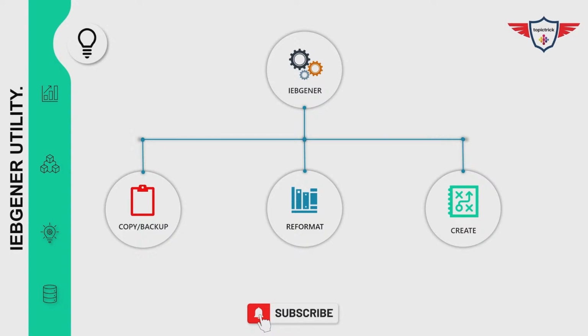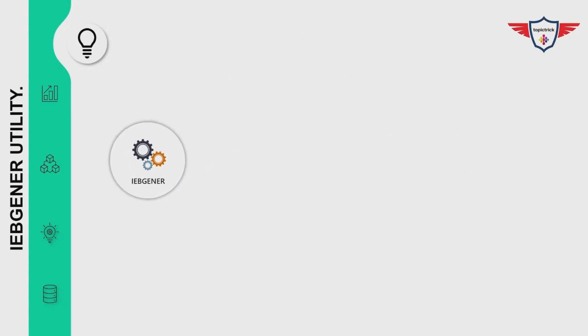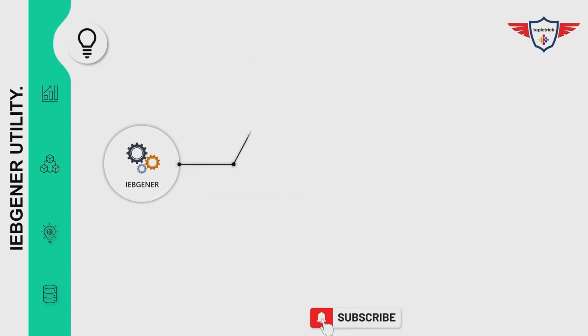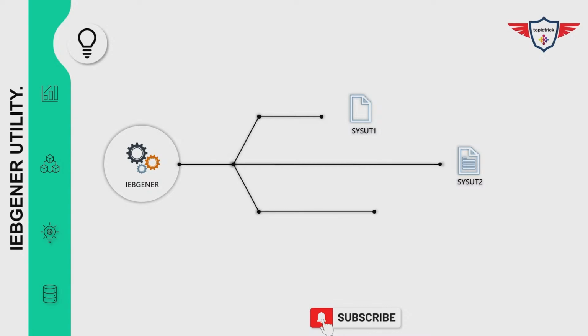Now let's try to understand what are the different DD statements that are required by an IEBGENER utility? So there are four different DD statements that are required by an IEBGENER utility. The first one is SYSUT1, and it is used to specify the input file. The second DD statement is SYSUT2, and it is used to specify the output file.